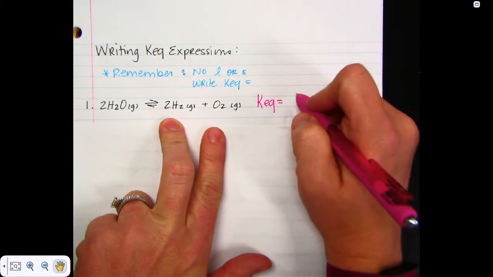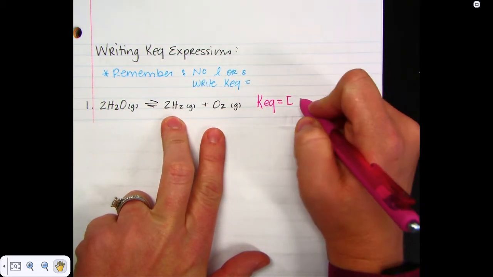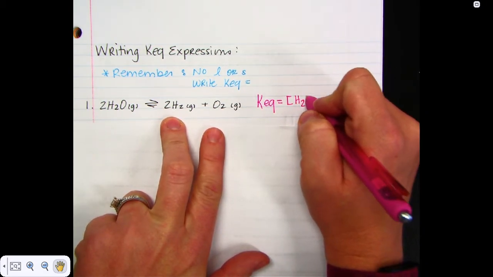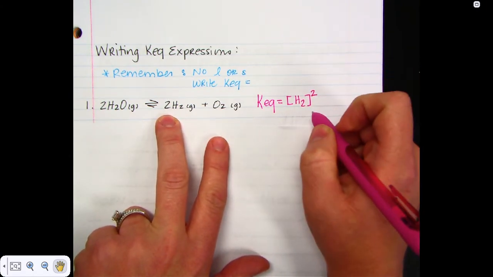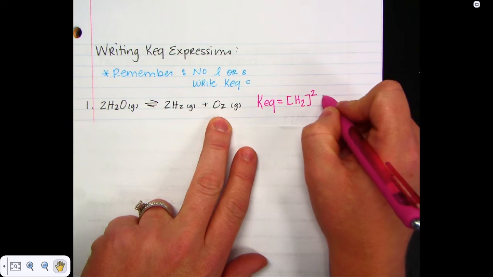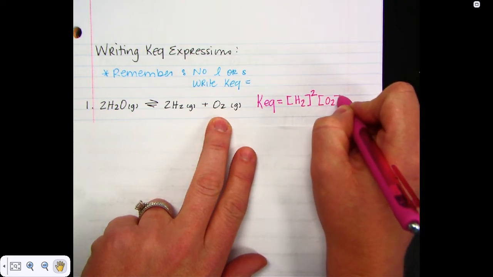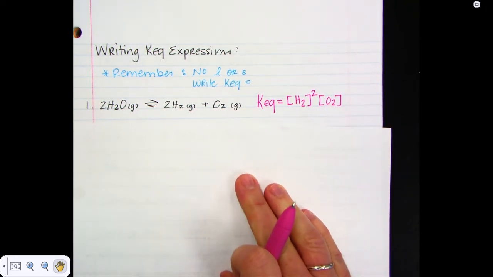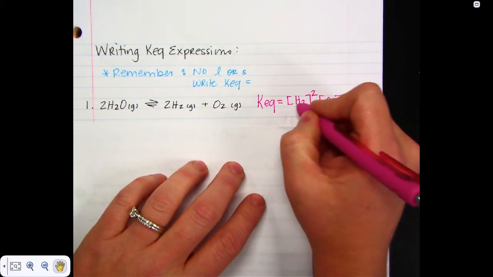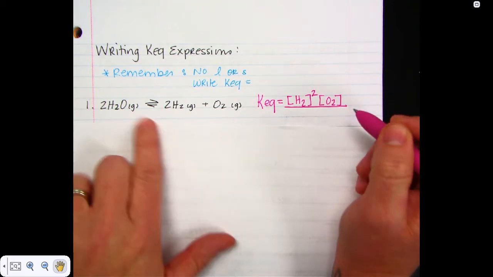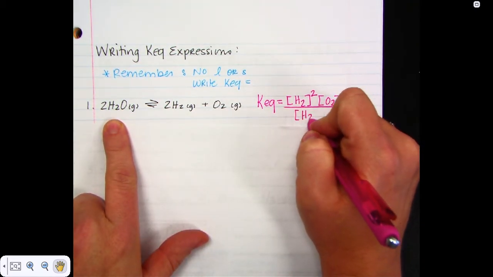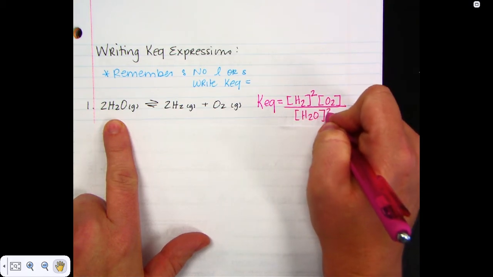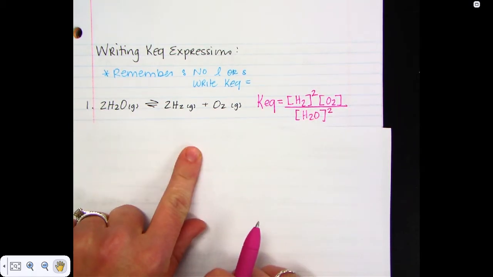So I've got the concentration in square brackets of H2, and I have a coefficient of 2, so that becomes an exponent to the second power. And then I've got O2, and I only have 1 O2, so I don't need to write to the first power. It's obviously to the first power. I only have 1. Now let's go to our reactant side. I have 2 H2O, so the concentration of H2O squared. And that's my Keq expression.